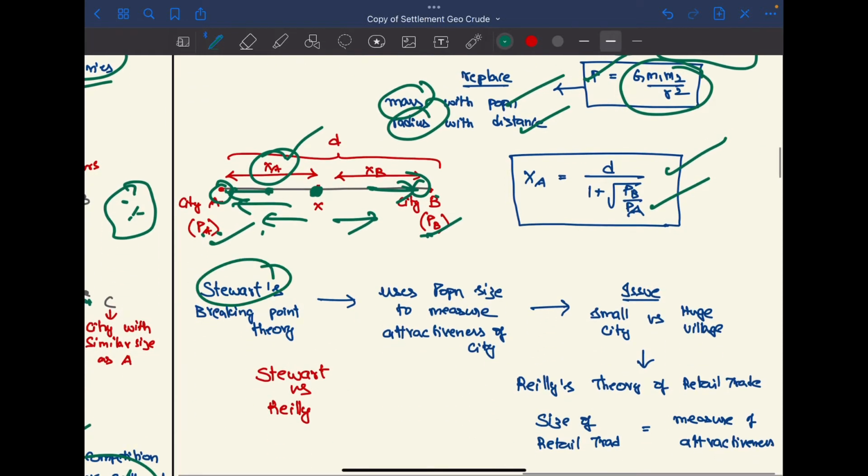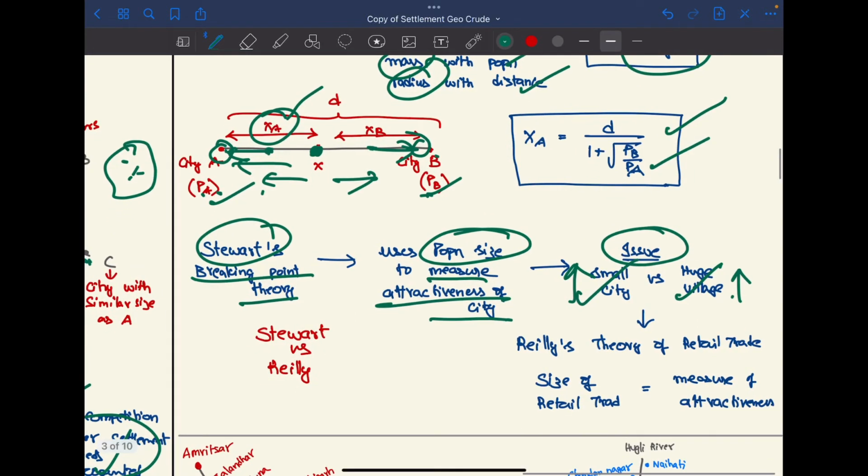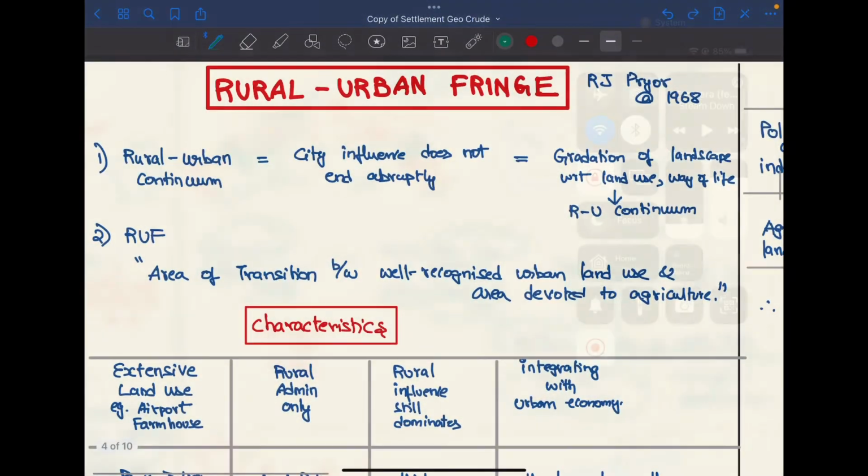Stewart's breaking point theory uses population size to measure the attractiveness of a city. But the issue is that if you are comparing a small city and a huge village, the population of the village will be higher, but obviously the city is more urban. So that is the problem. To fix that, Reilly gave his theory of retail trade, where he considers the size of retail trade as the measure of attractiveness rather than the population size.